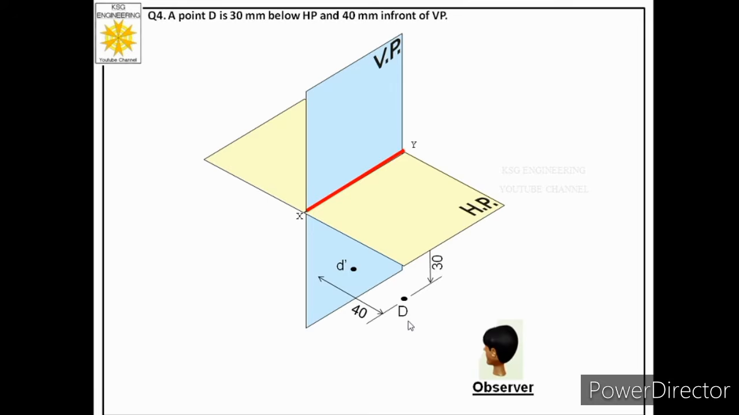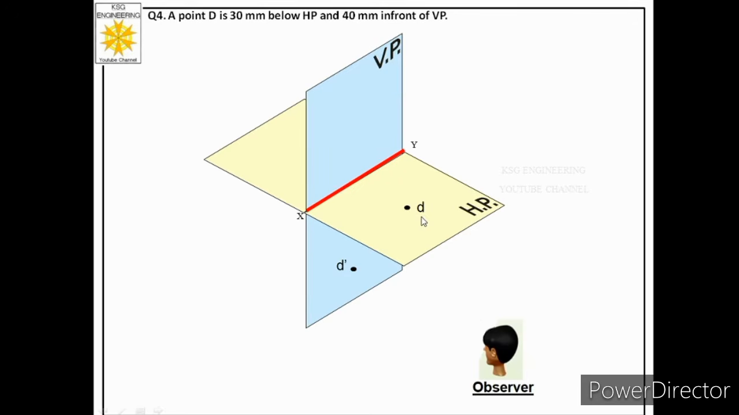Then in order to get the top view of the point, the observer has to change his position. Now you can see that in the fourth quadrant we have to assume HP transparent in order to get the top view of the point. So if HP is transparent, the observer can see through. So whatever the observer will see, the observer will draw the same on the horizontal plane, and that will be called the top view of the point. And we denote the top view by small letter d.